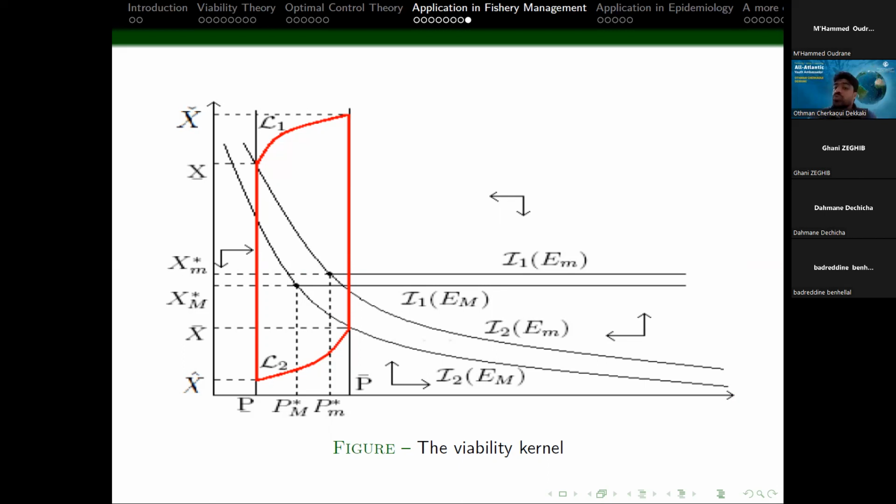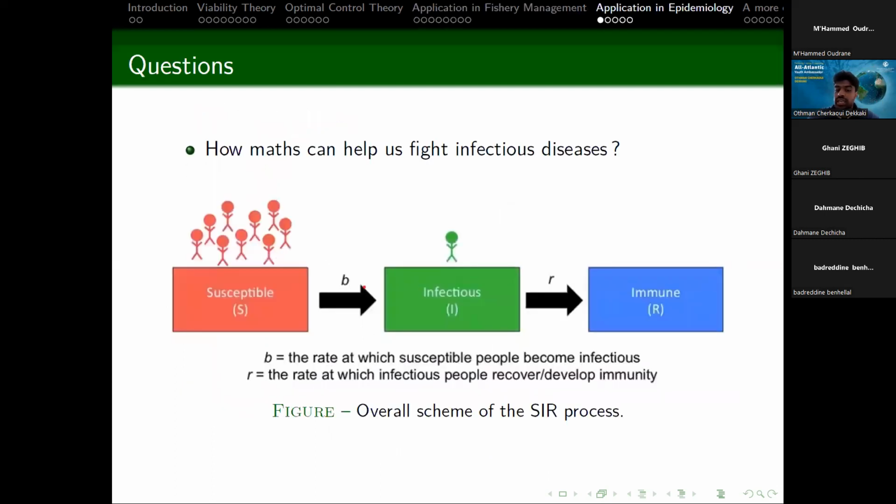And now I will move to a simpler application about epidemiology that everyone should be interested in. One of the questions that arises is how math can help us fight infectious diseases. What do we mean by infectious diseases? We mean COVID, pox. Now everyone knows there is monkey pox. There was always chicken pox, Ebola, flu, all those diseases that are transmitted are called infectious diseases.